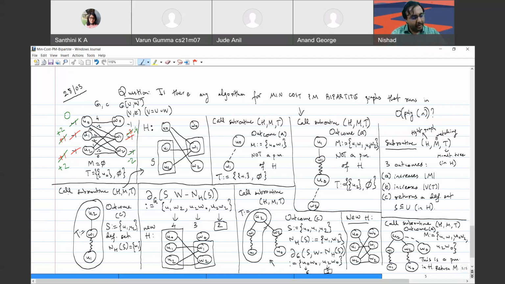What would happen when you call the subroutine here is that the tree, which was just U2 and the empty set of edges, would now increase to these 3 vertices and 2 edges. And then you would call the subroutine again, and you would not be able to grow the tree anymore, nor the matching, and you would find your deficient set. So technically speaking, we did have outcome B here, and I just skipped it.